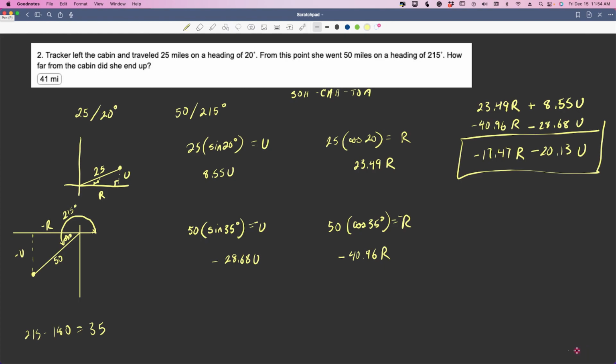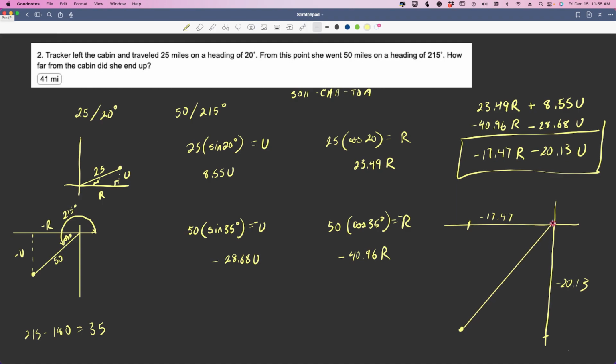Let me double check. Yes, that is the correct coordinates. So that's what we're looking for. This is where she ended up. So if we were to actually take that and put it on a coordinate system, right, here's our little coordinate. She'd be in the third quadrant because both of these are negative, and she would be whatever negative 17.47 is this way. And then whatever negative 20.13, that would be where she is.